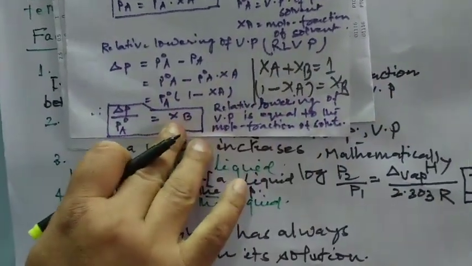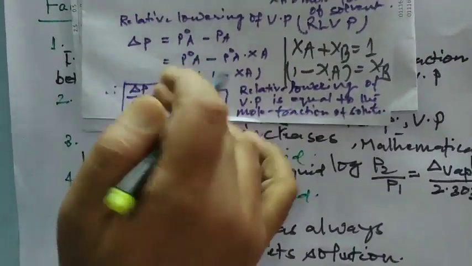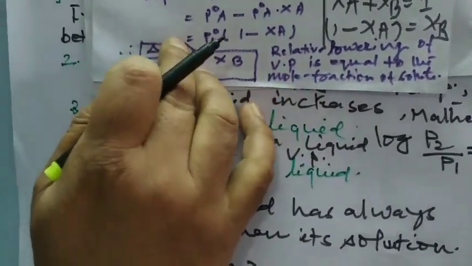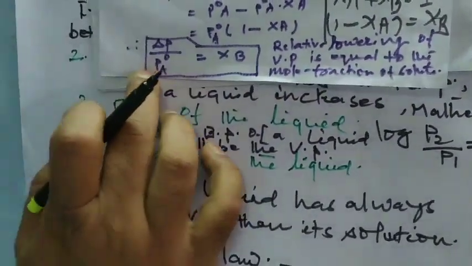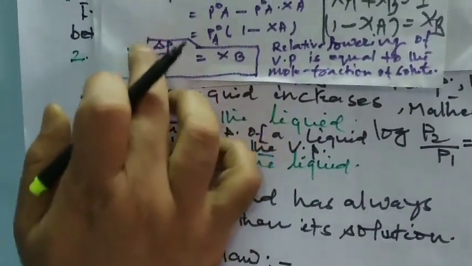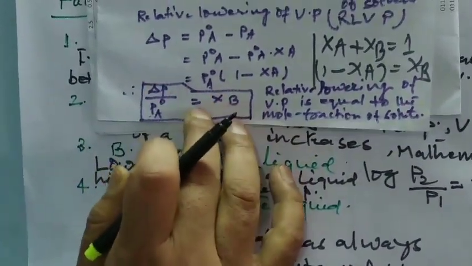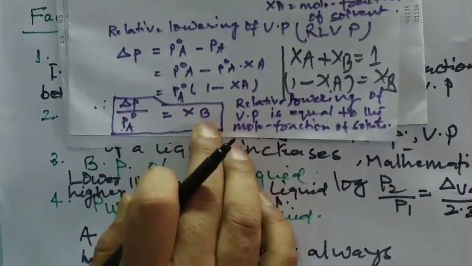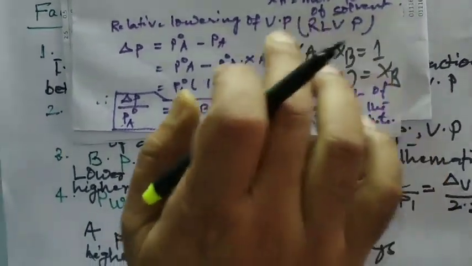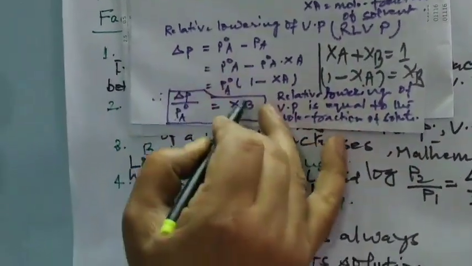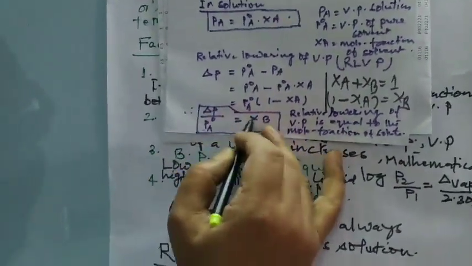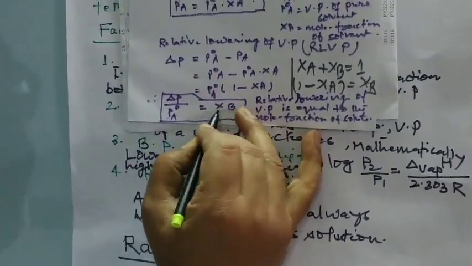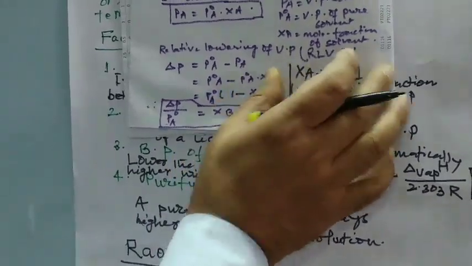So divide this, bring P naught A below here. It is the lowering of vapor pressure by the vapor pressure of the pure liquid A. This is called relative lowering of vapor pressure, and that is equal to the mole fraction of solute. XB is the solute present in the solution. So this is the relative lowering of vapor pressure, which is a colligative property. Relative lowering of vapor pressure depends on the mole fraction of solute XB.